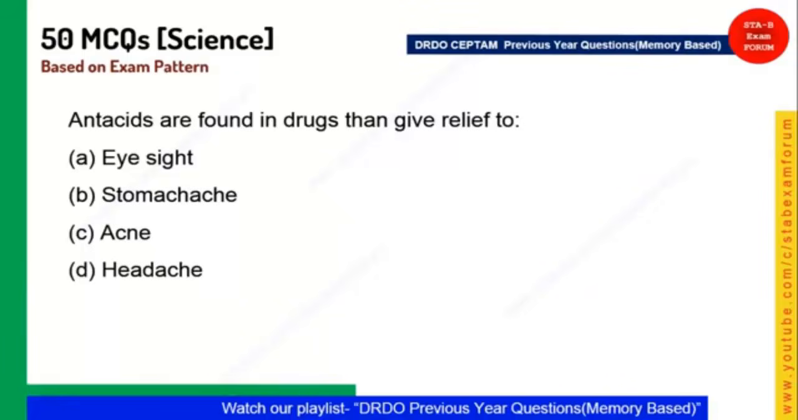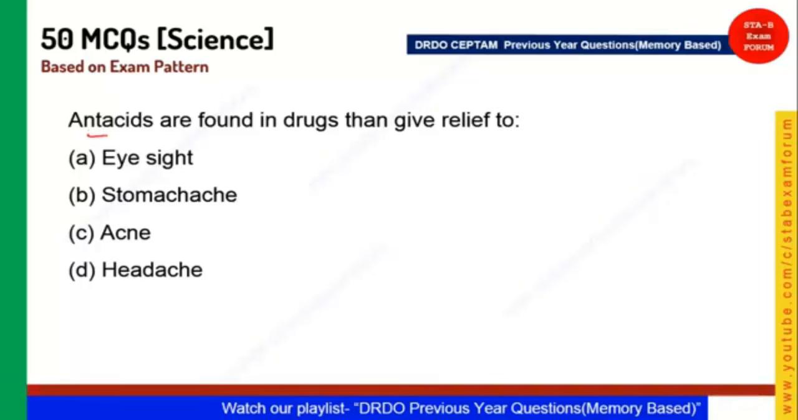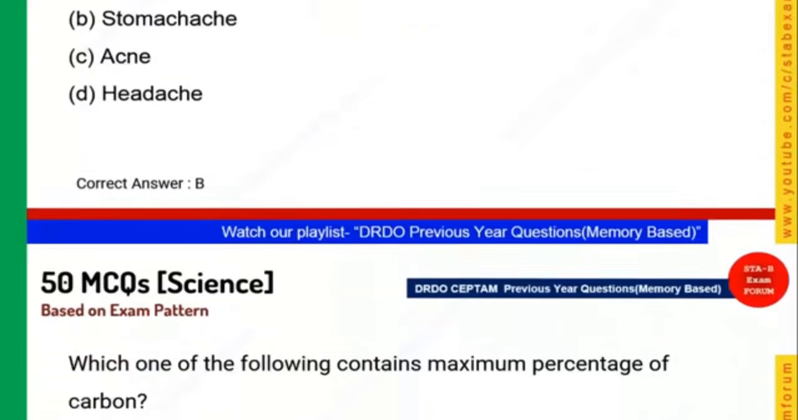Recently we have seen an acid related question. This antacid question is also very important from chemistry. Antacids are found in drugs which give relief from what? Student, if you have any acidity, generally the doctor prescribes an antacid. These antacids are used for stomach ache. Antacids are basic in nature, and they reduce the acidic effect by providing content with a higher pH value. Okay, let's see the next question.